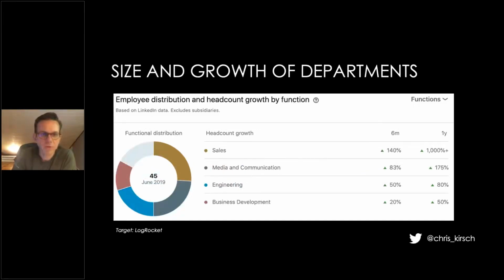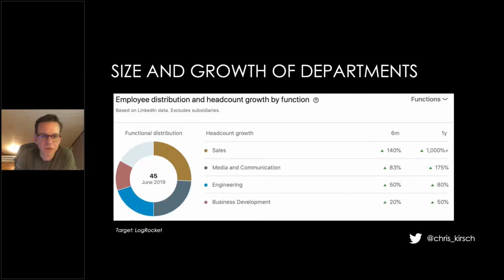Then size and growth of departments. This is also on LinkedIn on the Insights page, which is a menu off of the company page that you're looking at. And here, I just looked at random companies, by the way. These are not my competitors because I wouldn't be able to talk about them directly.